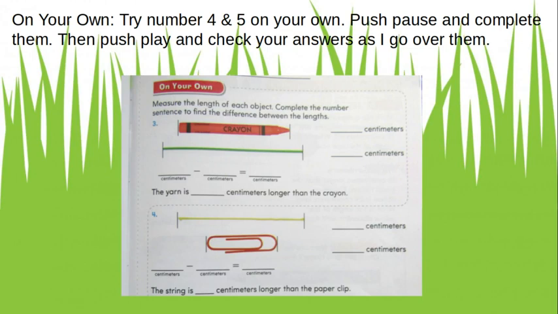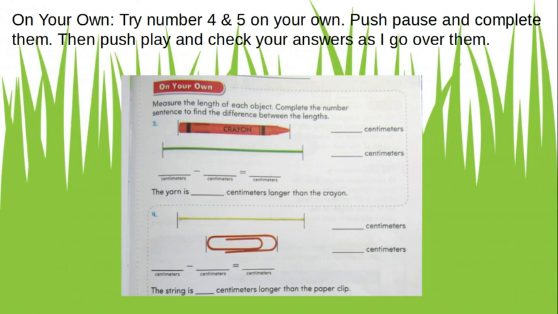Let's take a look at the On Your Own section. Go ahead, try number 4 and 5 on your own. Push pause now and complete them. When you're ready and you have all of your work filled in, hit play again and you can check your answers. Go ahead and hit pause. All right, you should have completed them by now and have just hit play again so that you can see if your answers are the same as the ones that I got.